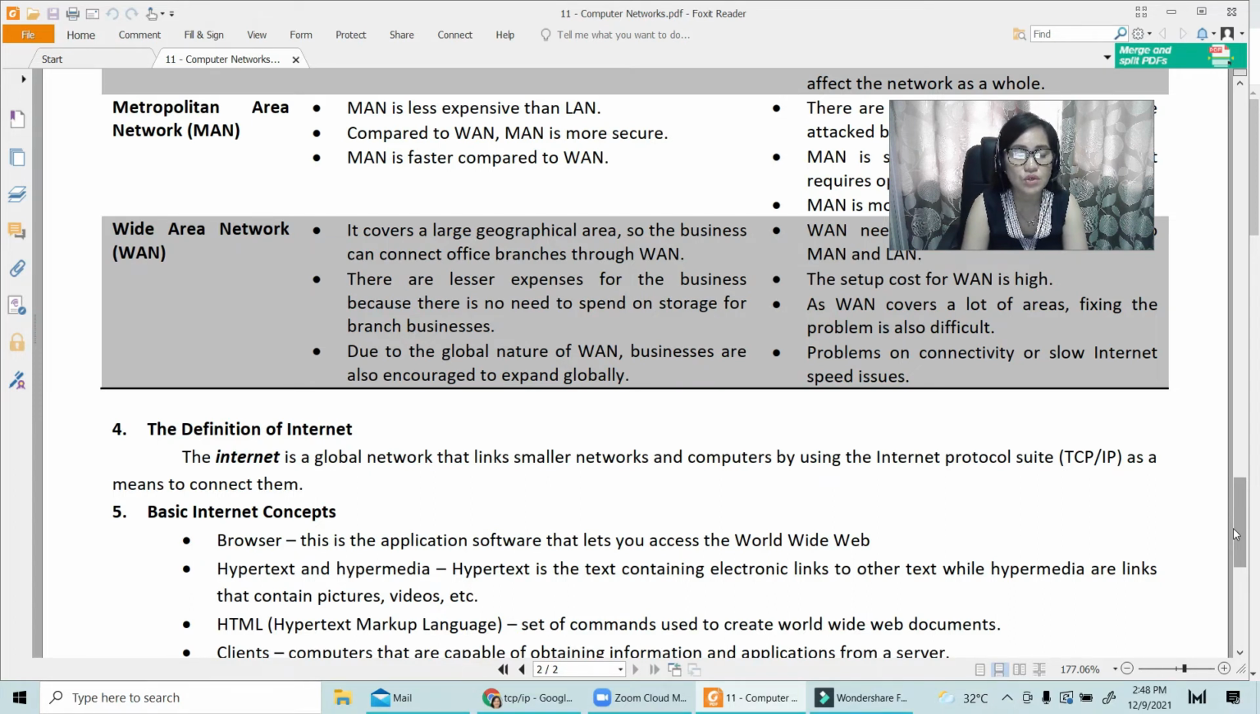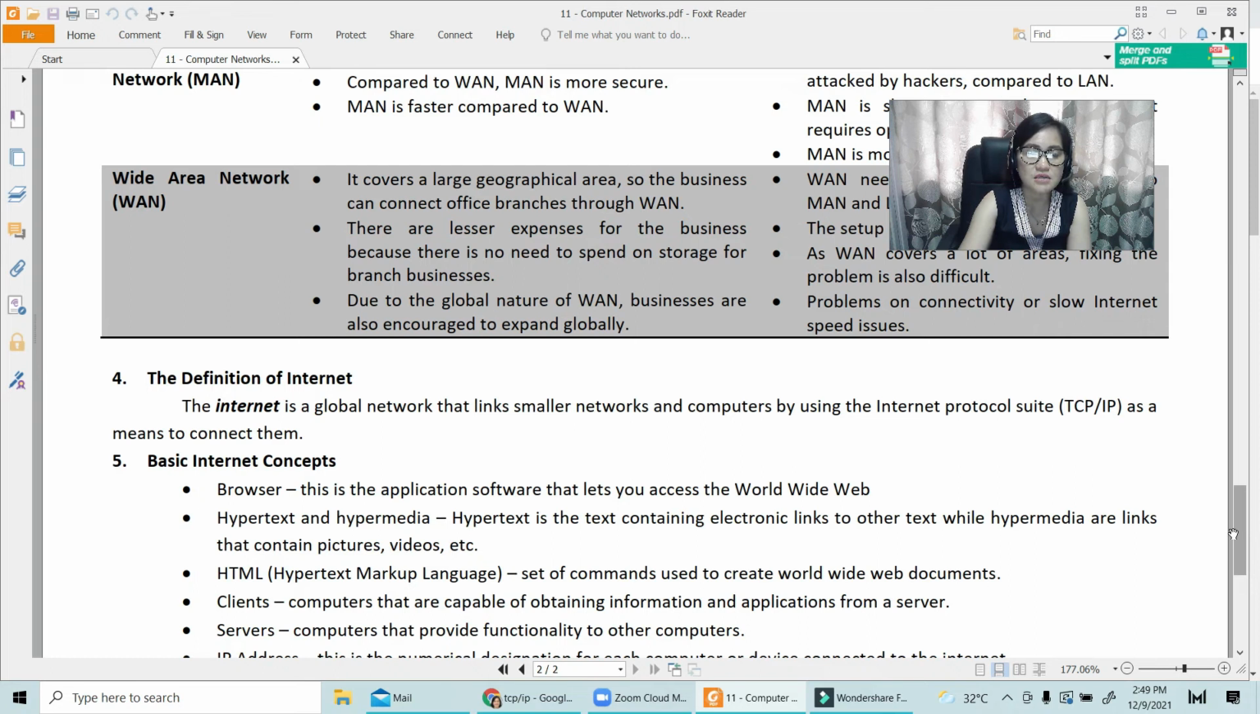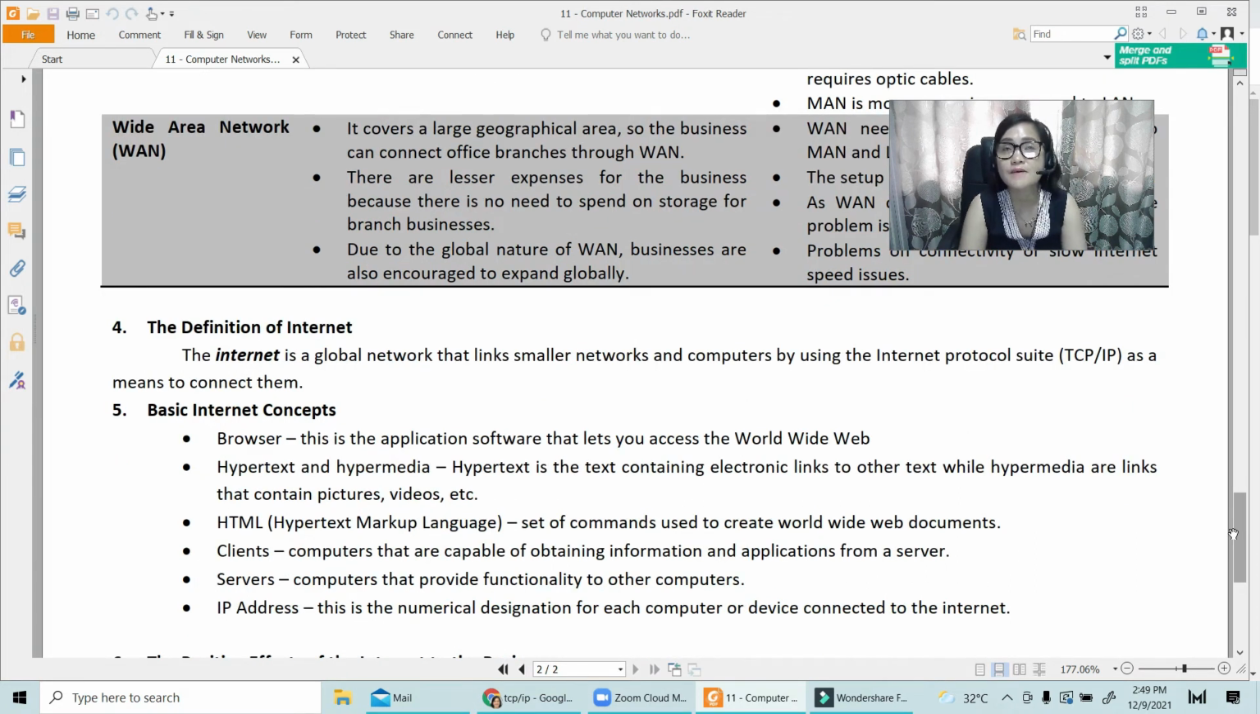So as a means to connect them. So the internet is a global network that links smaller networks and computers using the internet protocol suite, and then the internet protocol. So it is what we call the link, or the ID, in normal terms. It is the identification of all the computers that are being connected through the internet.